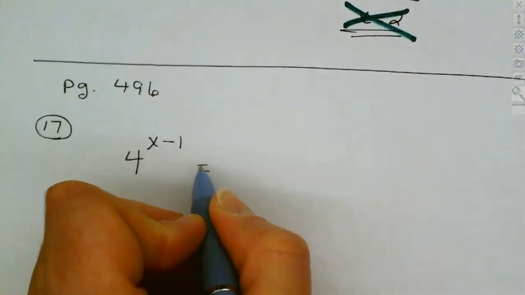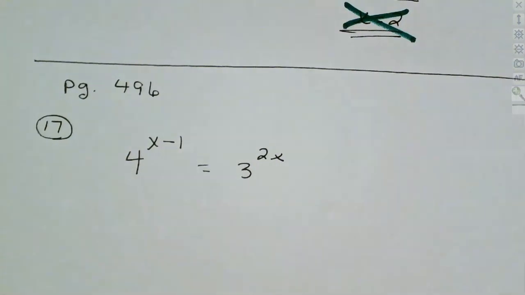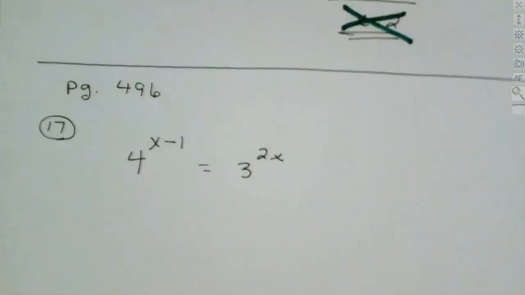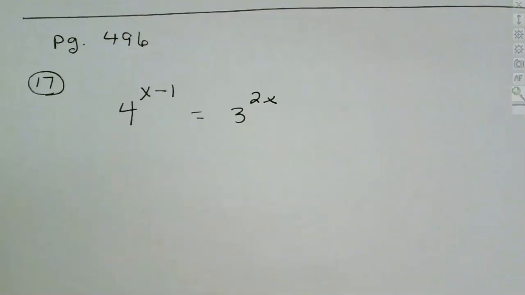And that equals 3 to the 2x power. Now, what we cannot do is we cannot get the bases to be the same, right? Because we have a 4 and we have a what? 3. So what we can do is we can use a logarithm.